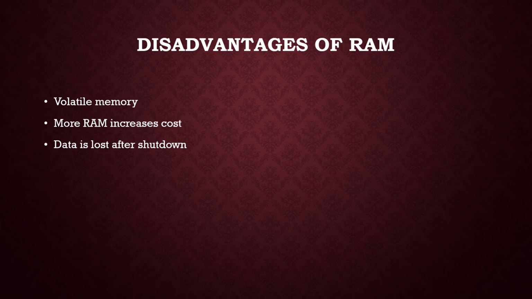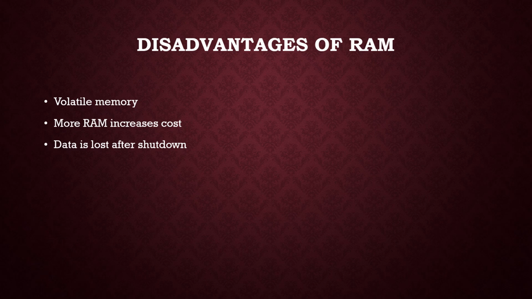As per the limitations or disadvantages, it is a volatile memory. Volatile memory means what? When we are doing something and it is getting stored in the memory, but when the power is switched off, it will get deleted automatically. That is the biggest disadvantage of RAM. And then it is costly. To increase the gigabytes, we have to increase the capacity, so we add more RAMs. So an increase in the number of RAMs always increases the cost. So data is lost after shutdown.